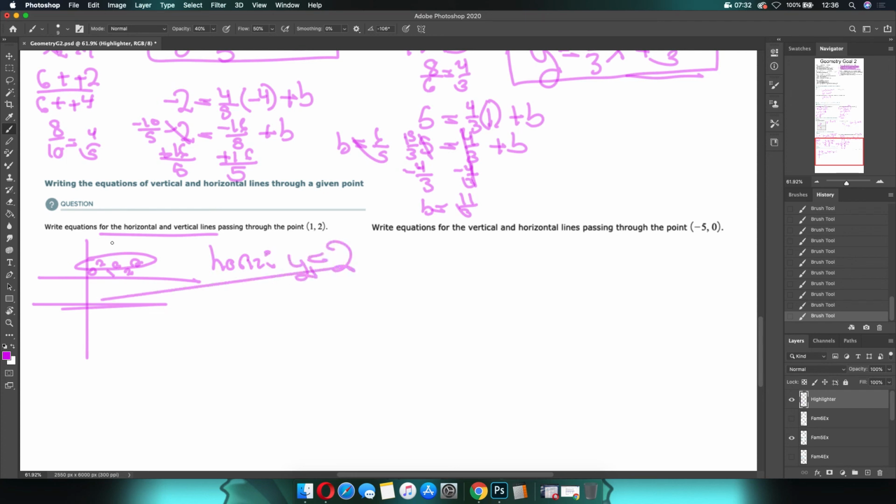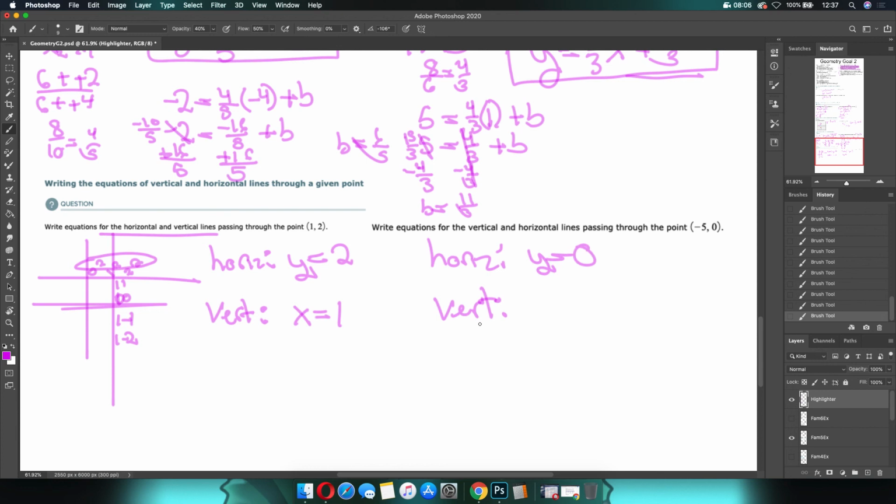What if we wanted a vertical line? That's 1, 2, that's 0, 1, 1, 1, 1, 0, 1, negative 1, 1, negative 2, and so on and so forth. So a vertical line is going to be x equals 1. For this one, same thing. We need a horizontal and we need a vertical. Horizontal is going to be the y, so y equals 0. Vertical is going to be x equals negative 5.